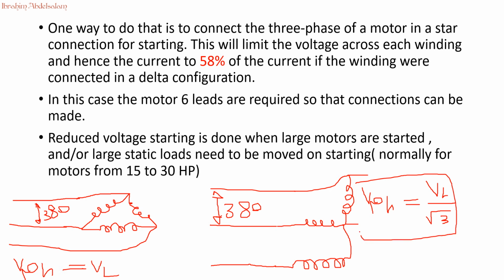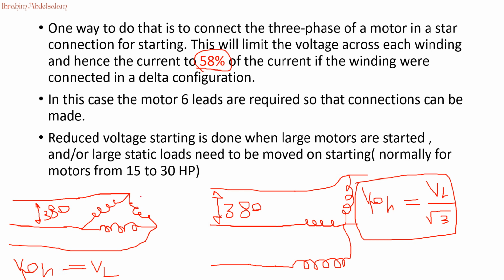So what this means is that our motor winding will have less voltage, by 1 over root 3, which is 58% less. This means that in case of star connection, the starting current will reduce by 58%.